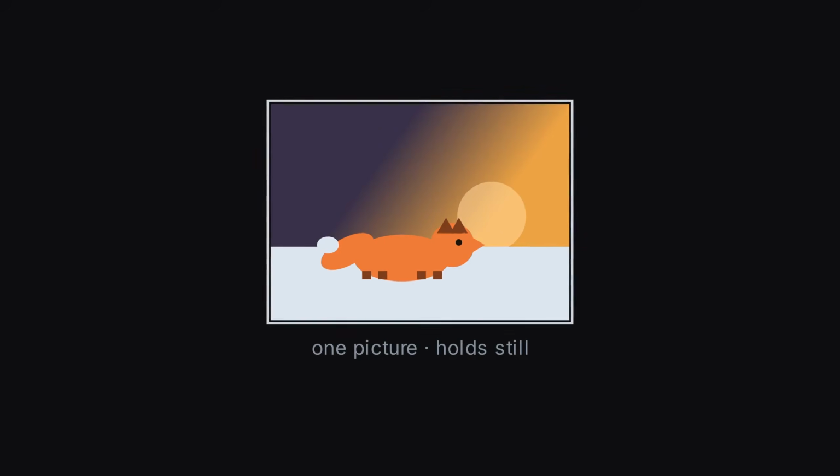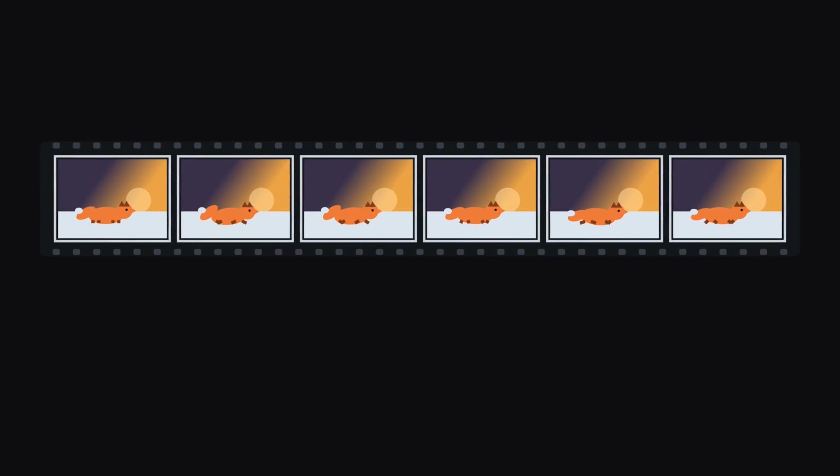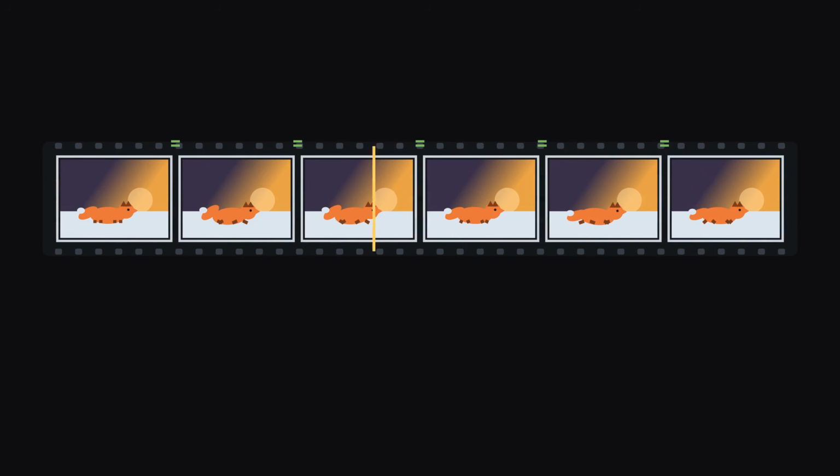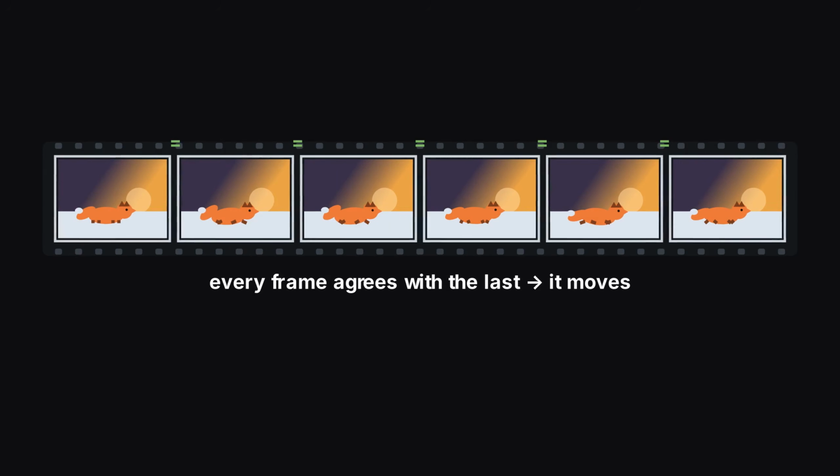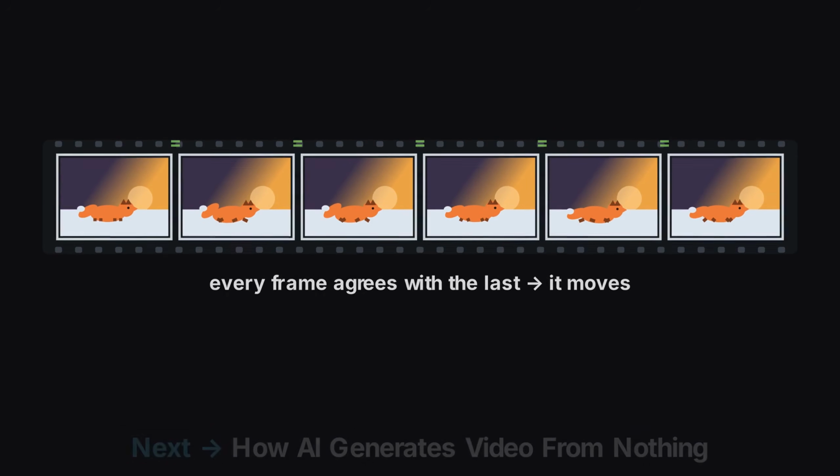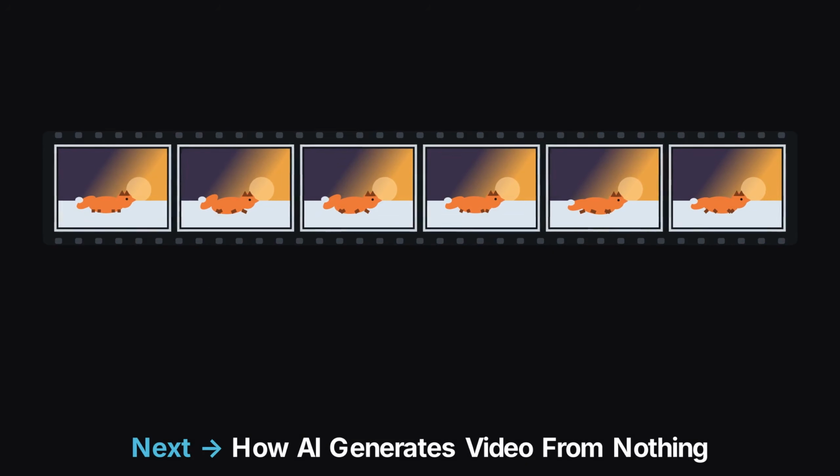But a picture holds still. What happens when you want it to move, when every frame has to agree with the last, so the fox actually runs? That's a whole new problem, and it's the very next video. How AI generates video from nothing.